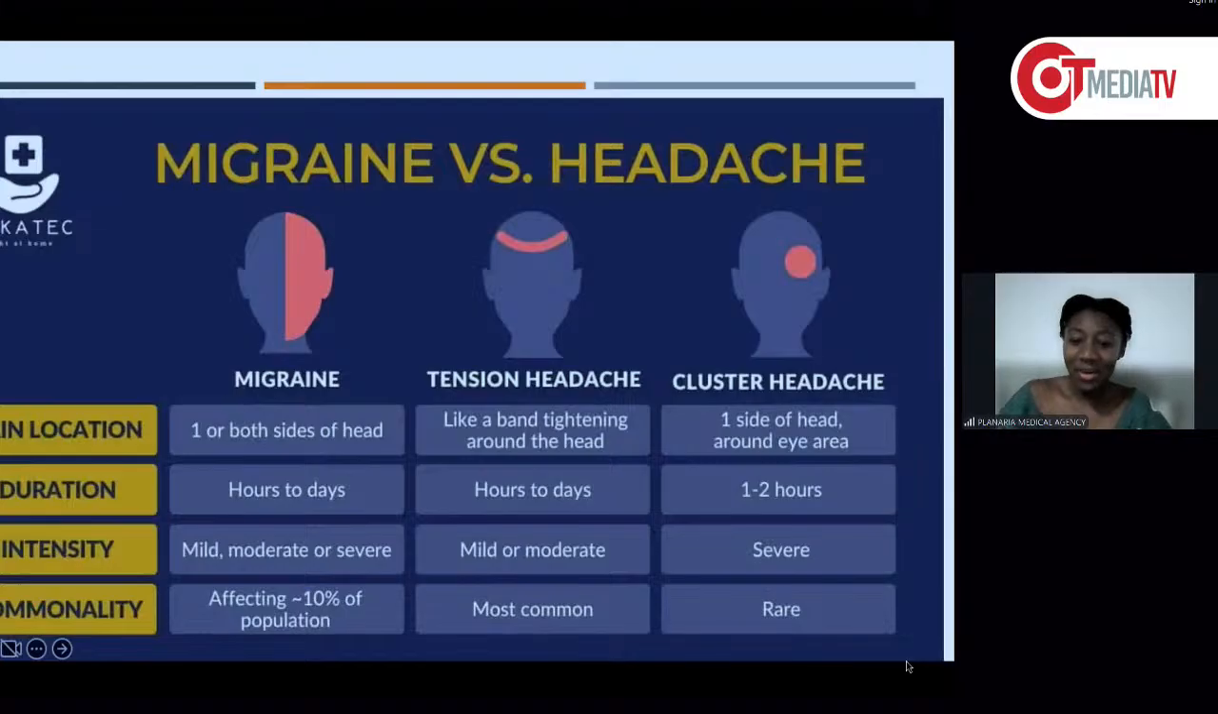Yeah, but I was quite right. Look at that. Tension headache is most common, and migraine affects 10% of the population. However, a lot of people who get tension headaches will end up saying they have a migraine, but it's really not that. Tension headaches are the most common, and they tend to come from things like stress, overworking, not drinking enough water, that type of thing.